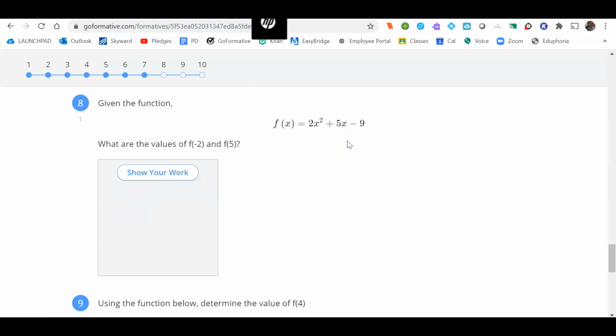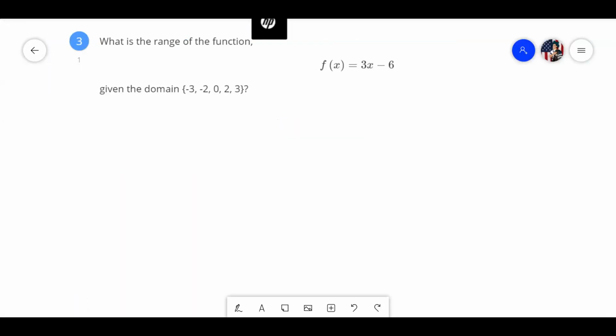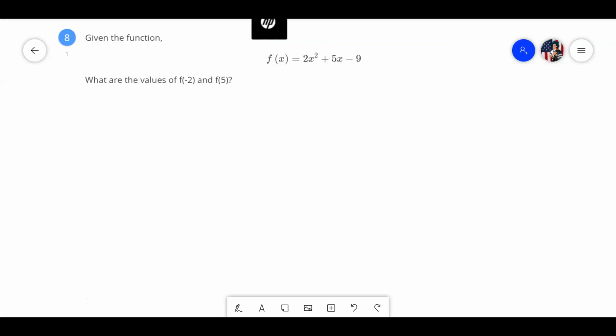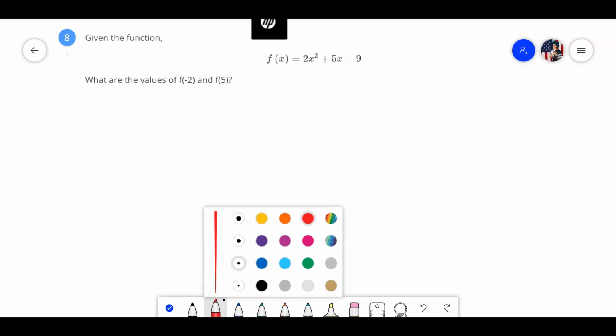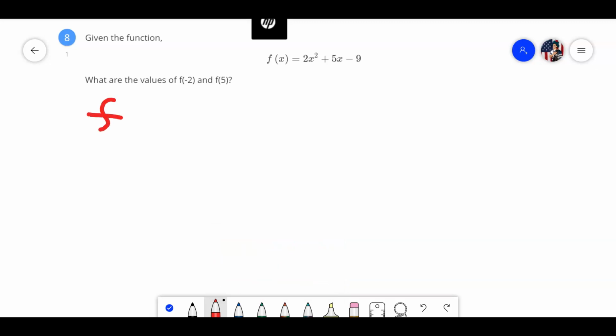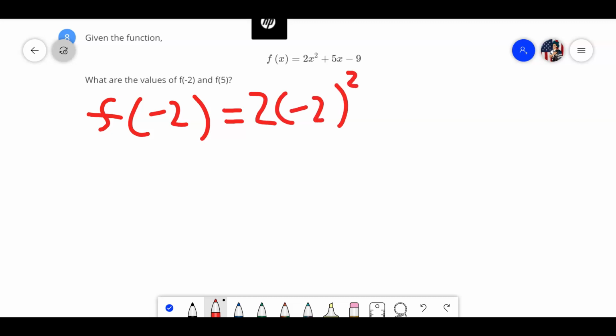Now, let's snip this real quick. All right, so there's our function, and we are going to evaluate it. So it's asking us what are the values of f of negative 2 and f of 5. Okay, so f of negative 2 equals, and in that equation, every time I see x, I'm going to replace it with the number negative 2. So 2 parentheses negative 2 squared plus 5 parentheses negative 2 minus 9.